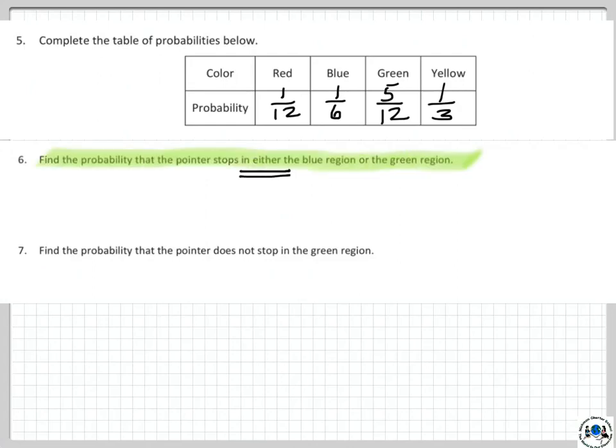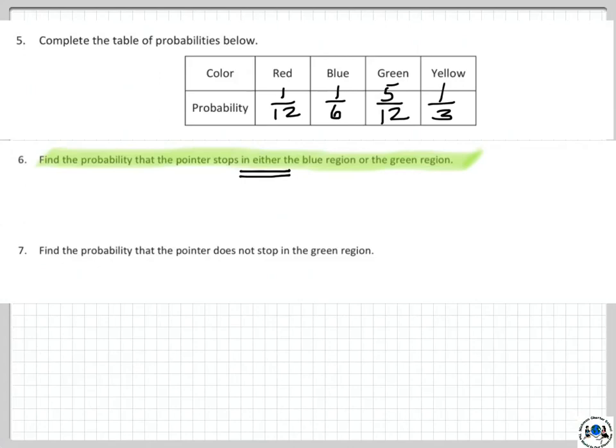All right, so find the probability that the pointer stops in either the blue region or the green region. Do that one, complete that one. Do 7, come on back, we will look at them over, and then we will move on to the closing.